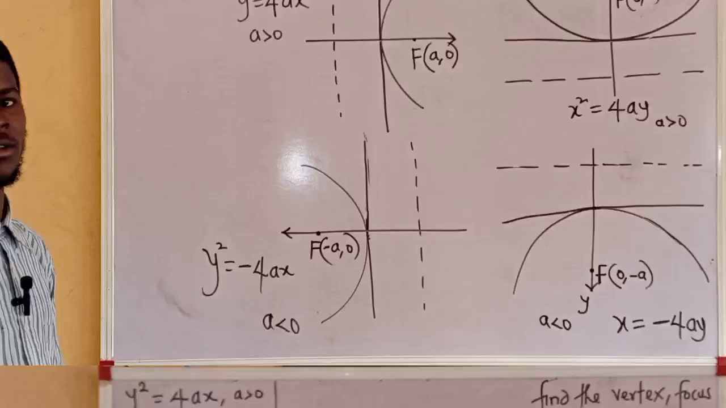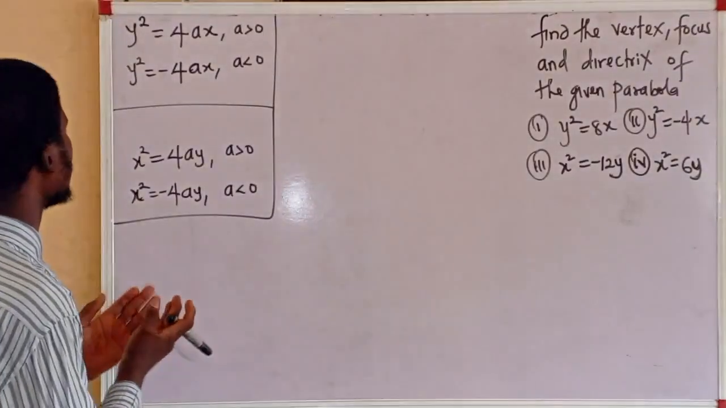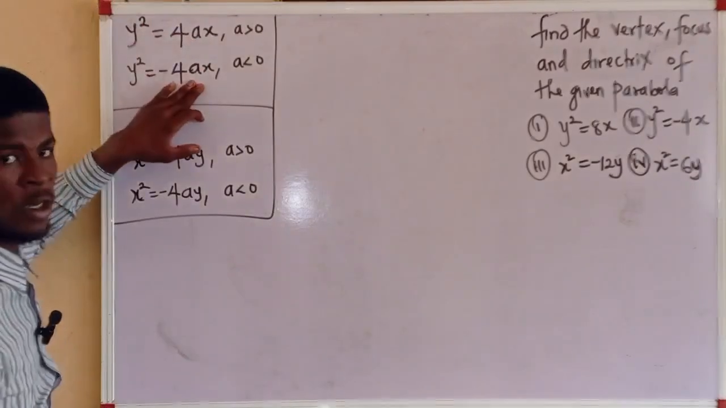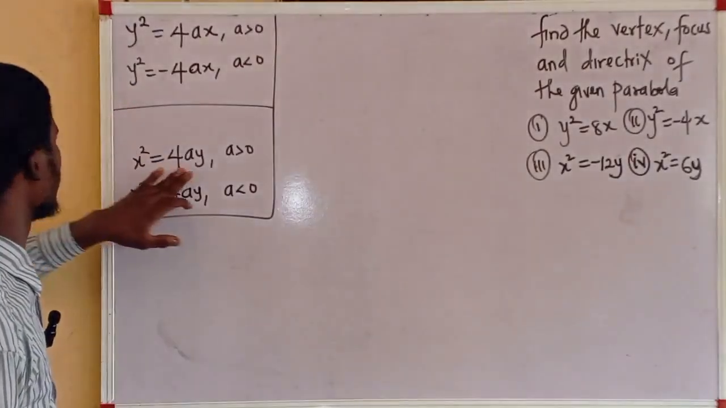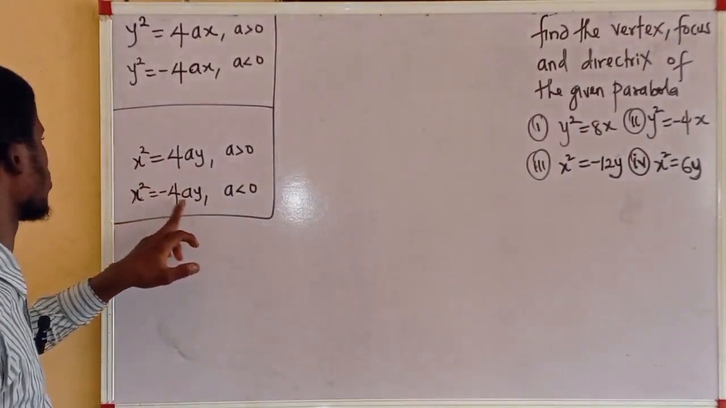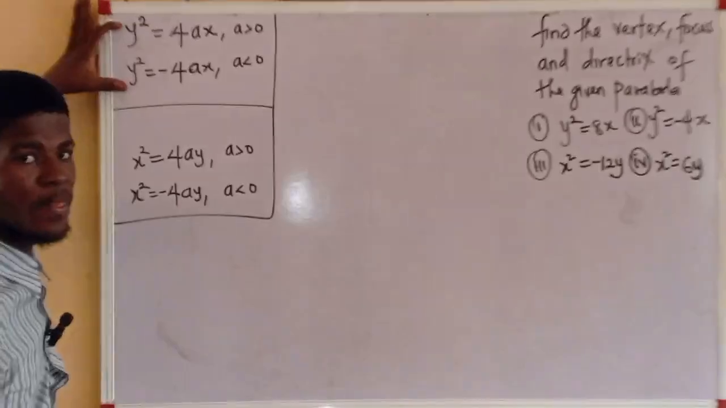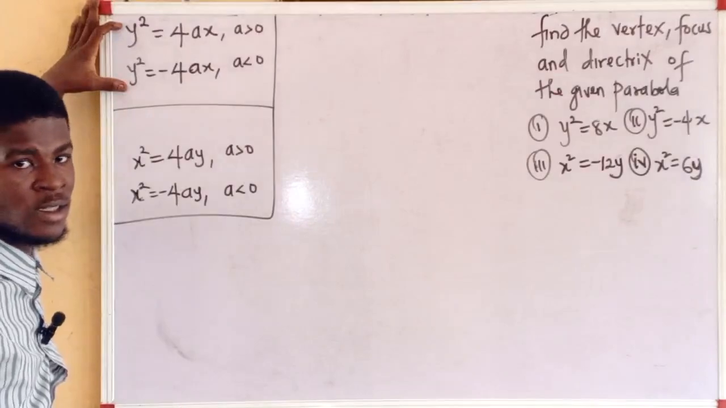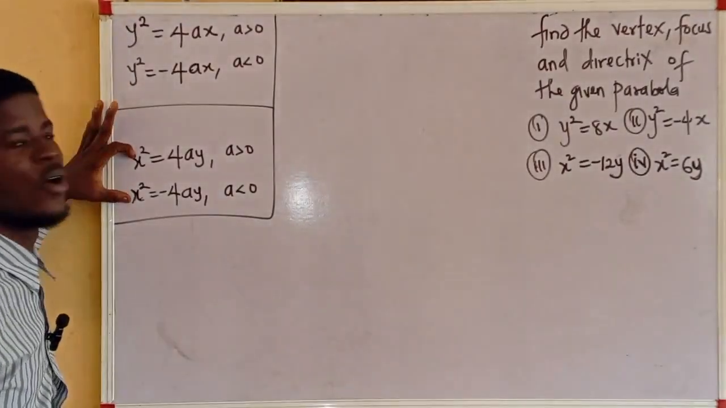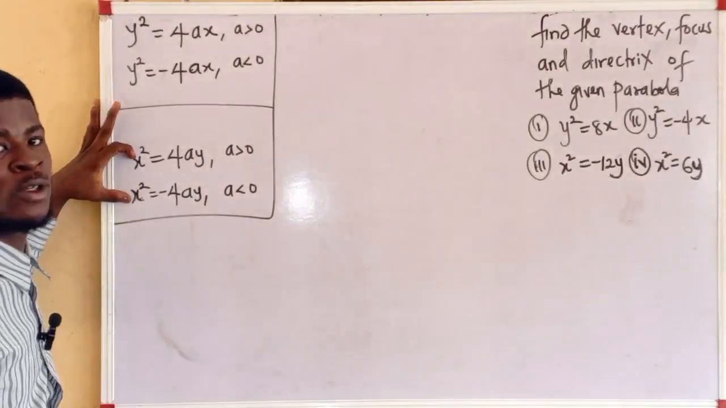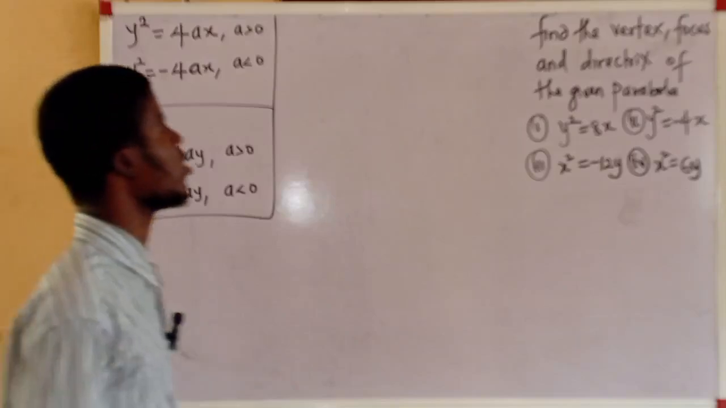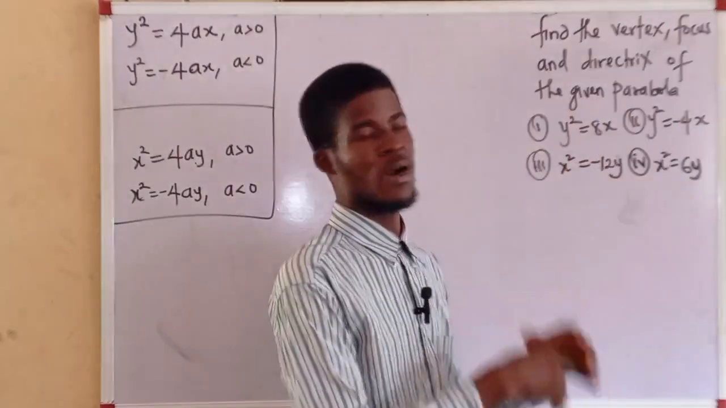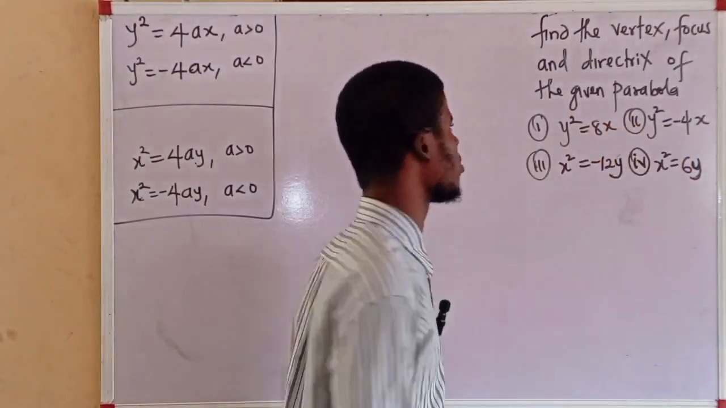Take note of this. The formulas have been summarized here. Y squared equal to 4ax, y squared equal to minus 4ax, x squared equal to 4ay, x squared equal to minus 4ay. So we use this when the parabola is symmetric with respect to the x-axis, okay? And we use this when the parabola is symmetric with respect to the y-axis. Now, let us find the vertex, the focus, and the directrix of the parabola that has these equations.